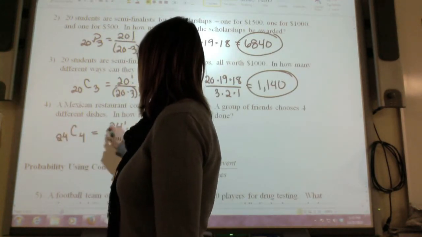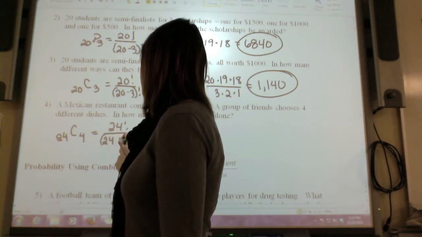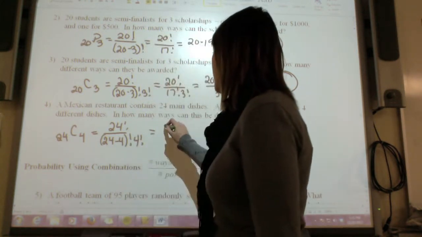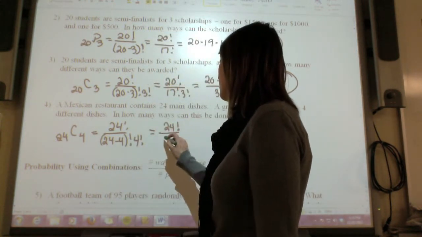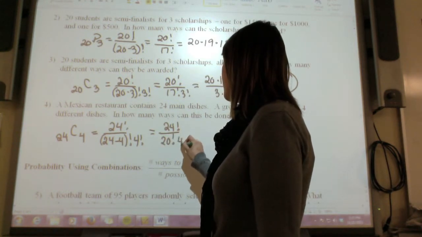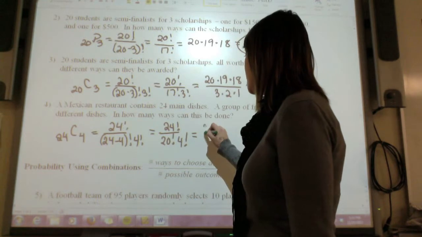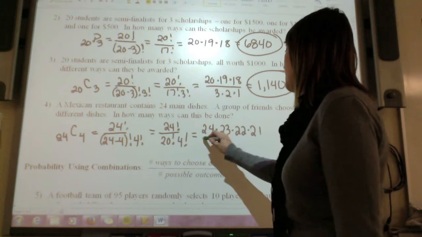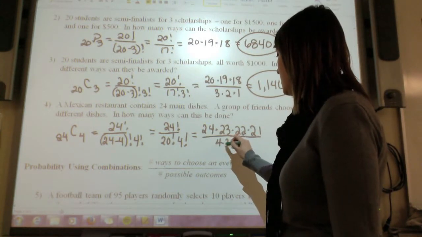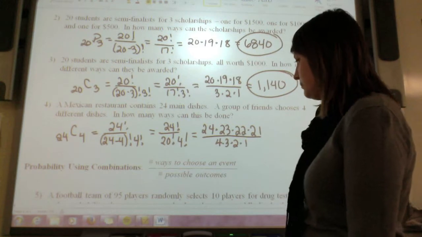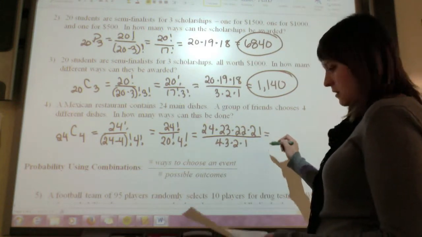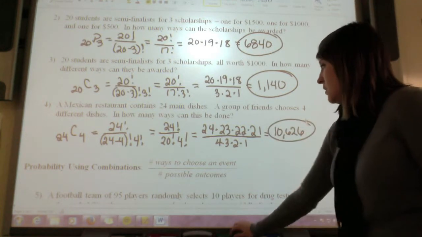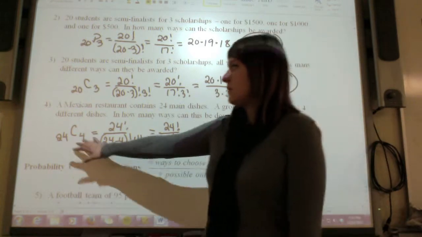So it's 24 factorial over (24 minus 4) factorial times 4 factorial. So that's 24 factorial over 20 factorial times 4 factorial, which is just 24 times 23 times 22 times 21 over 4 times 3 times 2 times 1. Okay, if I plug that into my calculator, I get 10,626.